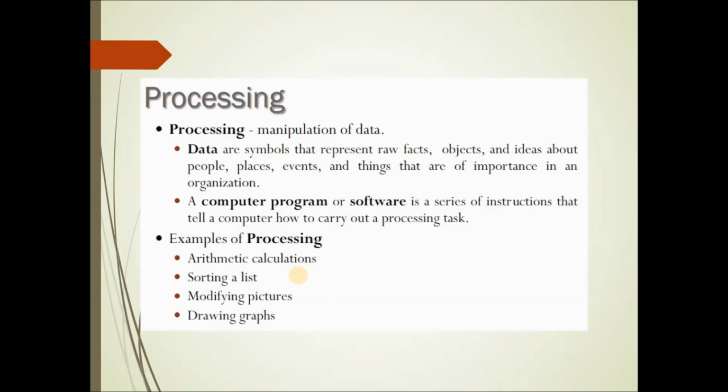After giving the input it can process over it. Processing, manipulation of data, is known as processing. Data are the symbols that represent raw facts, objects and ideas about the people, places, events and things that are of importance in an organization. A computer program or software is a series of instructions that tell a computer how to carry out the processing task. Example of processing. So what can it process? It can process arithmetic calculation, that means mathematical calculations.